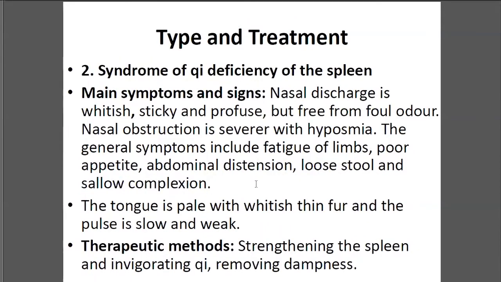Then we talk about the pattern of spleen qi deficiency. The local symptoms are pretty much the same localized symptoms. And the pattern symptoms go more toward poor appetite, abdominal distension, loose stool, but can still have fatigue, tiredness, even sometimes short breath. The tongue is still pale, and the pulse is still weak. A slow pulse there means no heat. It's not necessarily too slow, this means no heat.